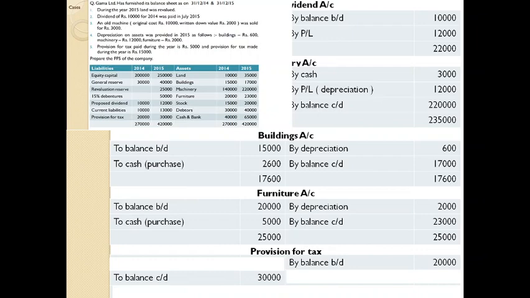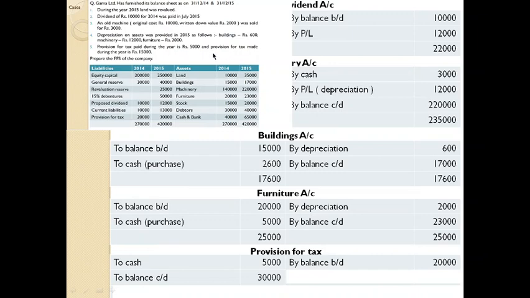You may find it a very simple sentence, but it has two different meanings, two different concepts. Provision for tax paid during the year means, as the sentence we have read, tax paid during the year. Remember, it is said provision for tax paid. So whenever you pay something, the entry will be the concerned expense account debited to cash. Since tax is paid during the year, we can write provision for tax to cash 5,000.